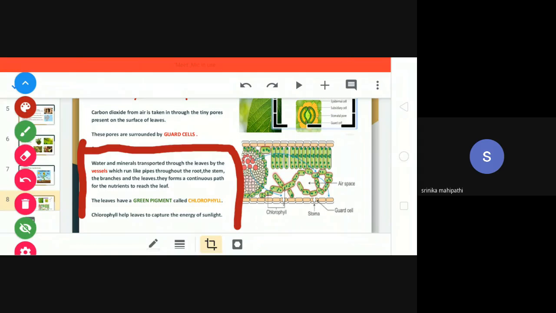Water and minerals are present in the soil, right? So how do water and minerals reach the leaf? Water and minerals are transported to the leaves by the vessels, which run like pipes through the root, stem and branches. The plant contains small vessels, like small pipes.